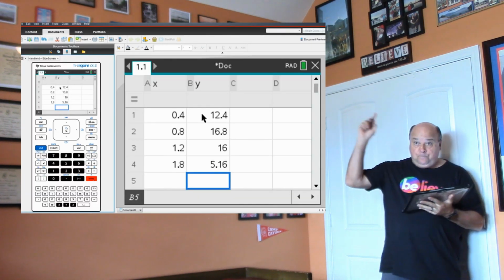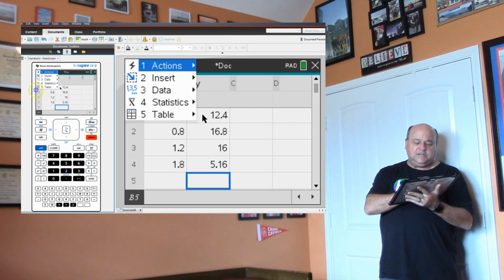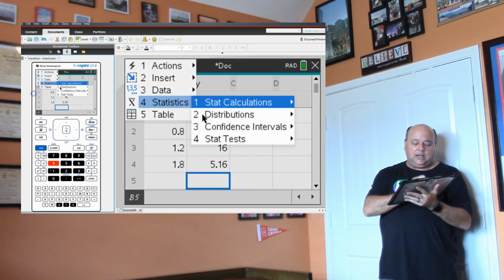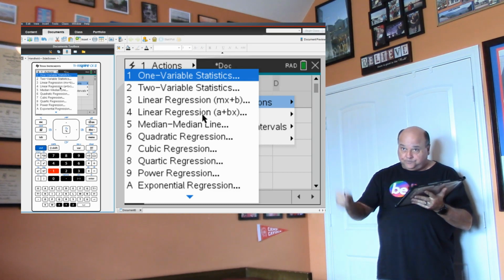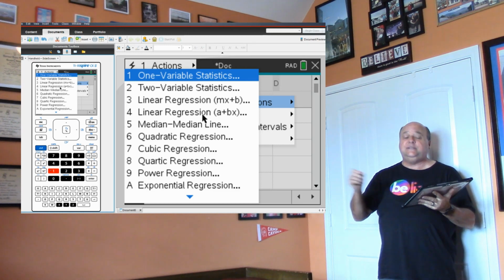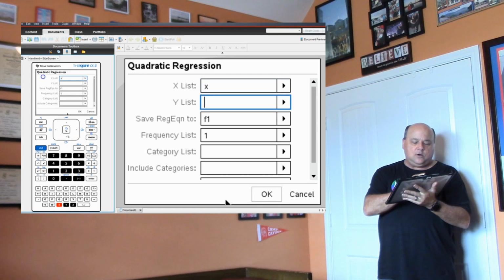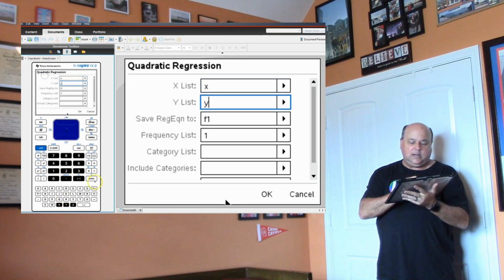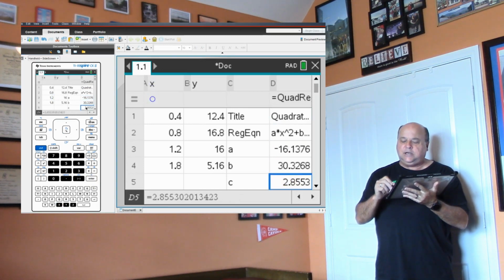That's right. Now then I'm going to run the regression. So I got menu, statistics, I want to do a stat calculation, and then we want a quadratic regression, which is 6. Ax squared plus bx plus c, we're going to get the a, b, and c. So hit 6, and then x, down, y, down, and then hit enter. I need to hit down. Hit enter, and bam, we got our a, our b, and our c, don't we?